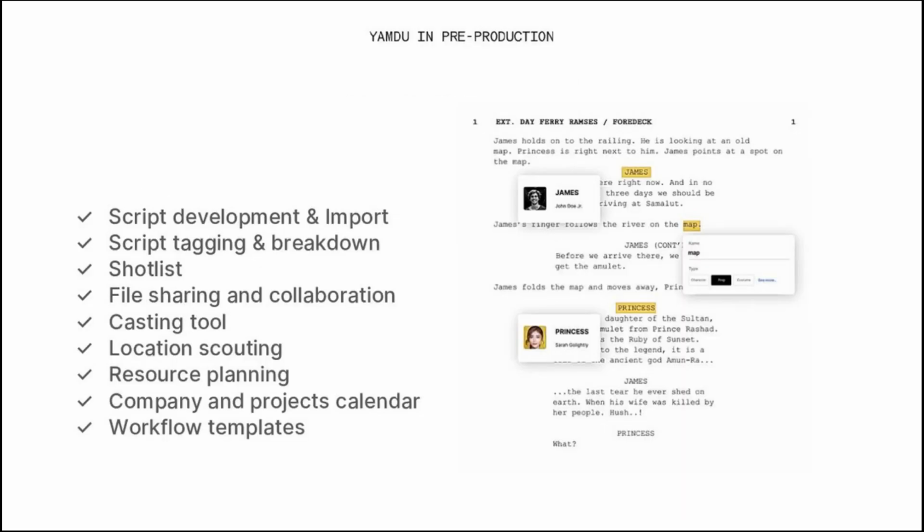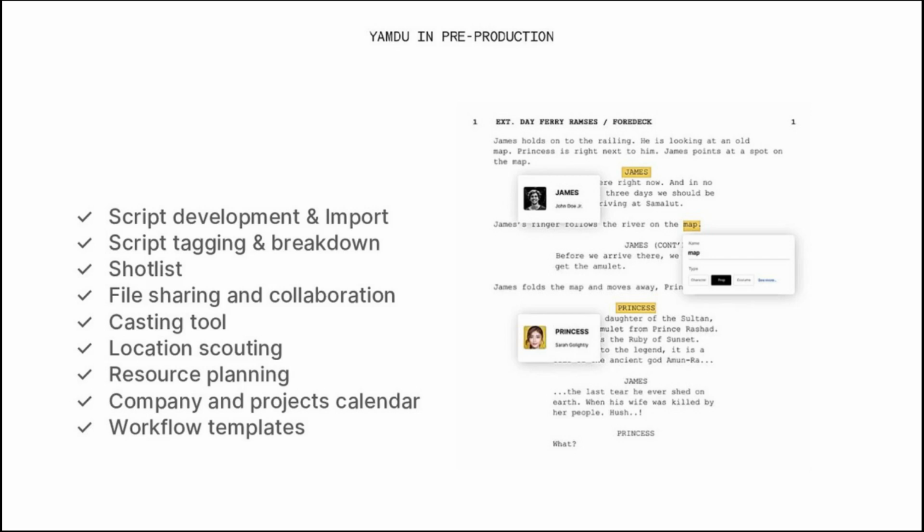So I just want to give you quickly, before we jump directly into Yamdu, an overview of what we can do for you in some of the most important phases of production. So in pre-production, of course, we provide script development and importation. So maybe you're creating a script directly, you can create that in Yamdu. Maybe you're importing it from Final Draft, you can do that too. You can also, if you want to, completely break down the script. You can create tags of different elements you require and create a full script breakdown.